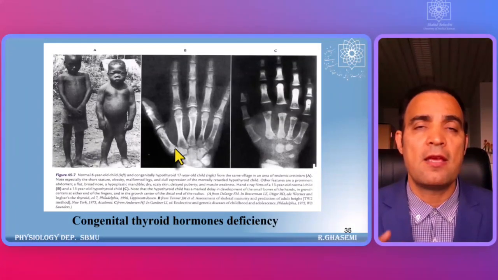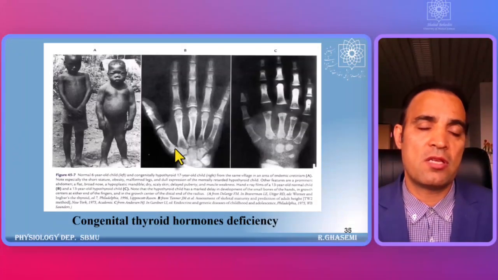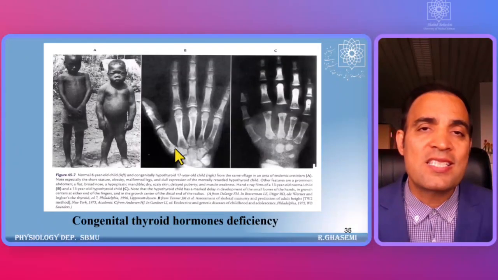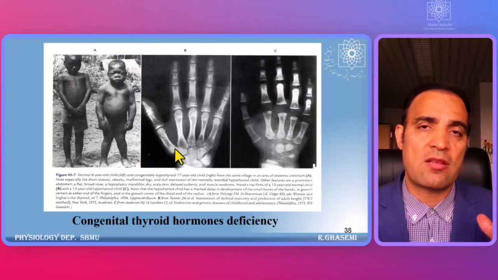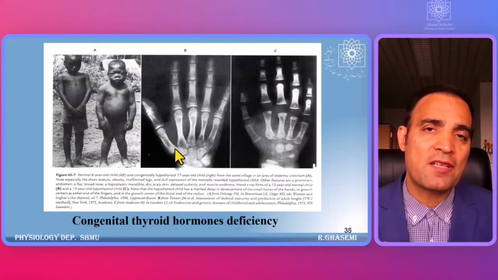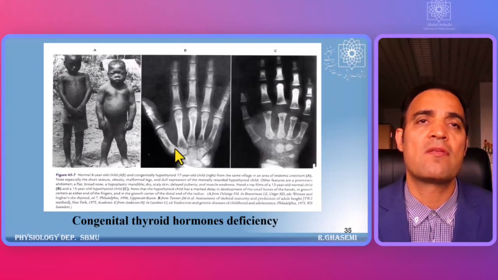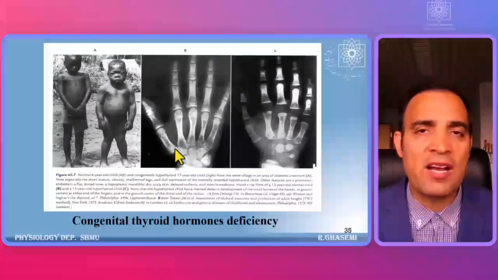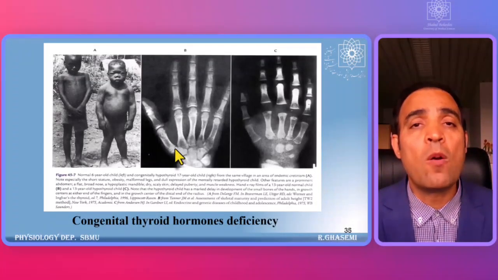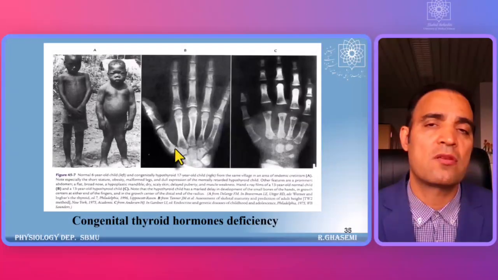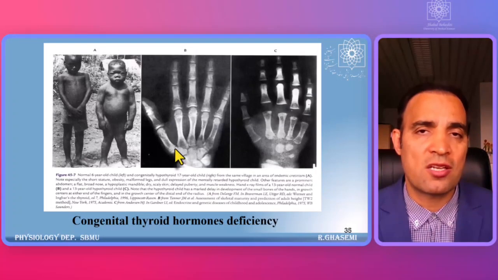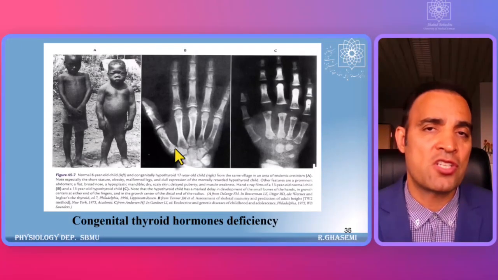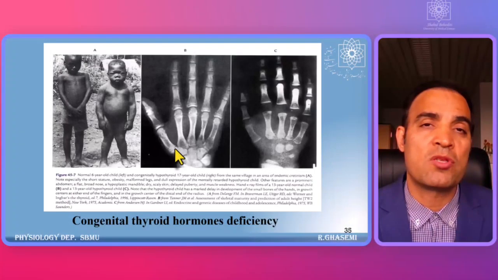For this reason, it is very critical in different countries to screen babies immediately after birth, 3 to 5 days after birth. All babies are instructed to be checked to see if they have congenital thyroid hormone deficiency or not.